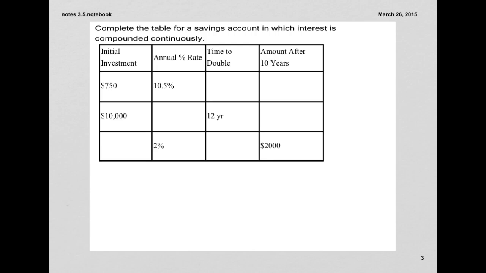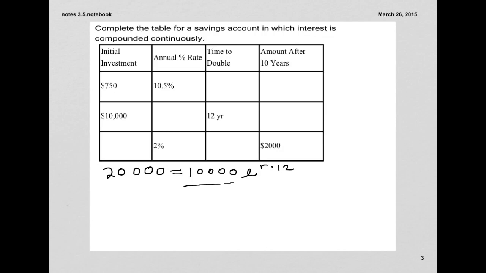Okay, let's look at our next problem. We have an initial investment of $10,000. We don't know what the rate is, but we know the time to double is 12 years. So we can do that one. Again, plugging into the same formula, and that's going to be 20,000, because that's 10,000 doubled, is equal to 10,000 e, and the r we don't know, but the time we know is 12.